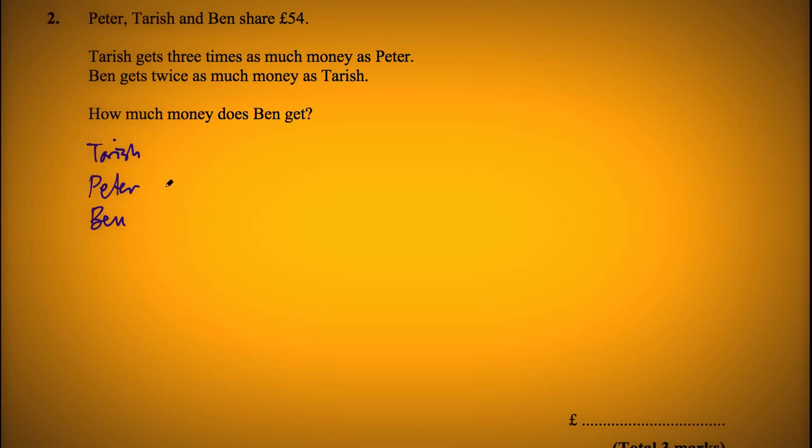Because Peter gets the least, I'm going to call Peter's amount X, Tarish's amount 3X, because it's 3 times as much as Peter's, and Ben gets twice as much as Tarish, so Ben gets 6X. Altogether they get £54, so that's X plus 6X plus 3X equals 54. That is 10X equals 54. Divide both sides by 10, X equals 5.4.